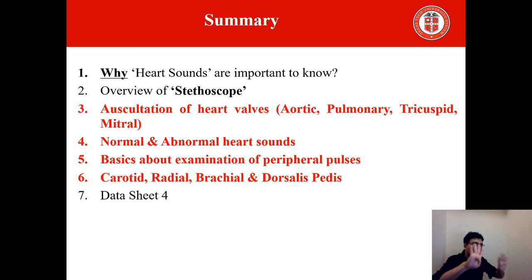Then we talked about the four big heart valves: the aortic and the pulmonic in the second intercostal space, the tricuspid and the bicuspid or the mitral in the fifth intercostal space. We talked a bit about different abnormal heart sounds, and about S1 and S2, which are the closure of the tricuspid and bicuspid, and the aortic and pulmonic, respectively. Then we talked about how to palpate peripheral pulses, and I showed you how to palpate the carotid, the brachial, the radial, and the dorsalis pedis pulse in the foot.